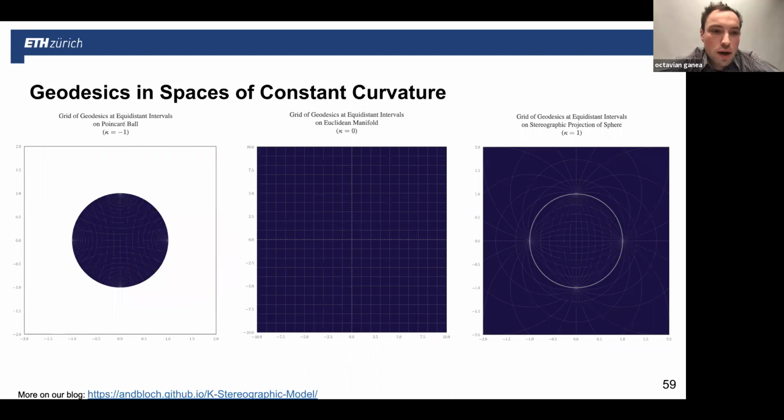Here I'm showing a picture of geodesics in these spaces. I'm going to use K to denote the curvature from now on. So -1 is the hyperbolic space, and zero is the Euclidean space. And on the right side, I'm showing the stereographic projection of the sphere on a plane. That's how the geodesics on a sphere look when projected on this space. If you want to see more, you can visit our blog.